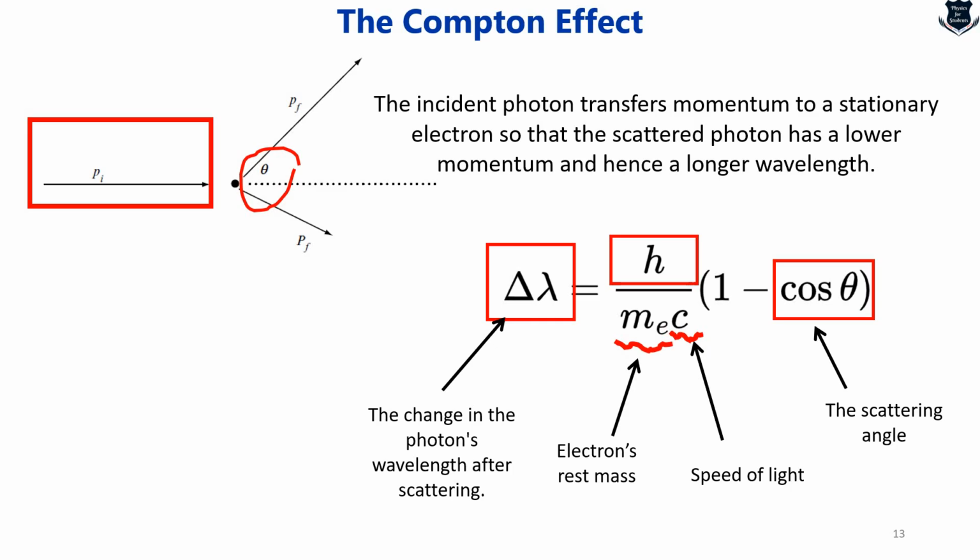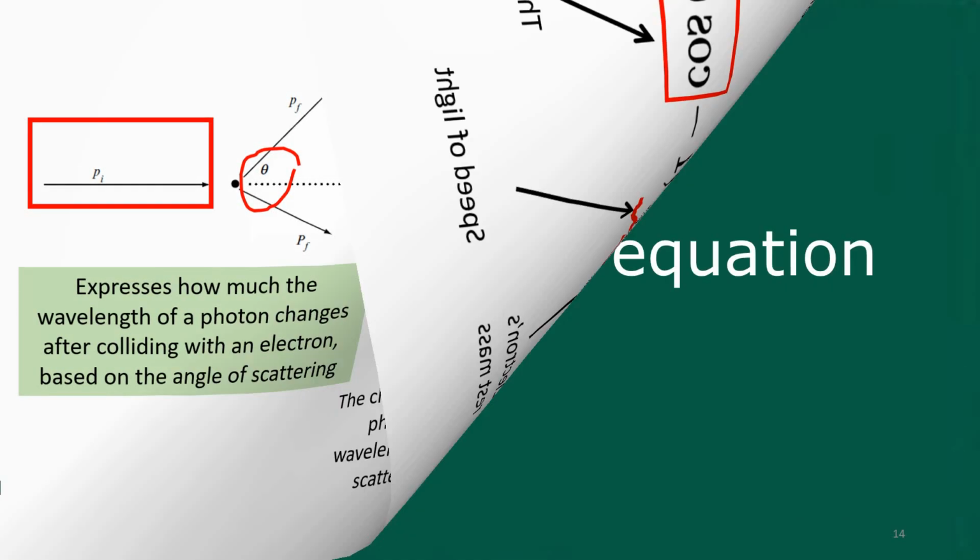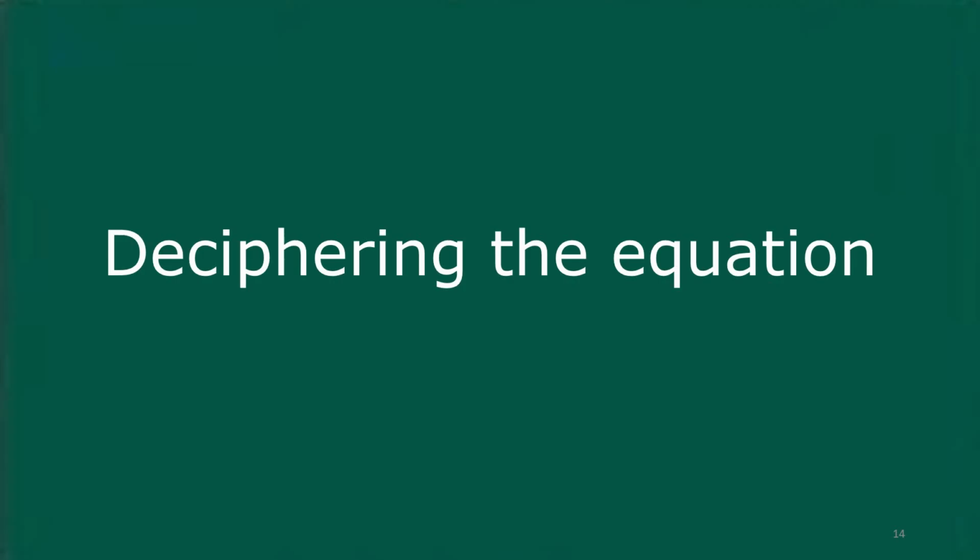But first of all, let us understand what this equation conveys. It tells us how much the wavelength of the photon changes after colliding with an electron, based on the angle of scattering. Earlier physics said there is no change in the wavelength on scattering, but with the Compton effect we say that the wavelength of the photon changes due to the angle of scattering. Now in the next part of the video, let us look into the equation in a more detailed manner.